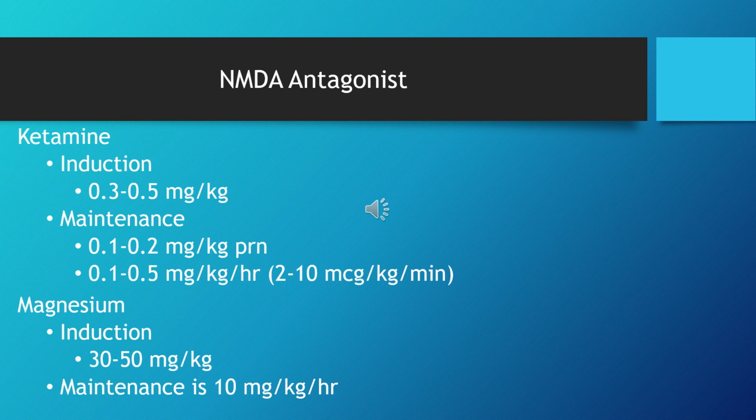Most of the literature on magnesium shows that the majority of the benefit comes from the induction dose, and there is very little benefit to the maintenance infusion unless the case is extremely long. The induction dose should be infused slowly over 30 to 60 minutes.